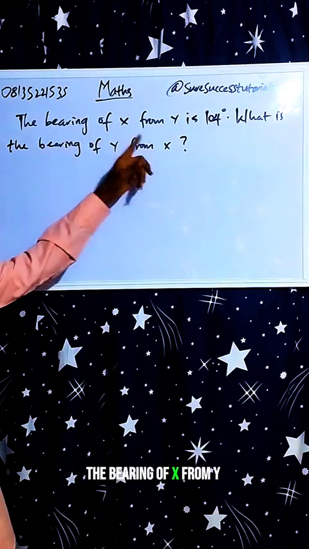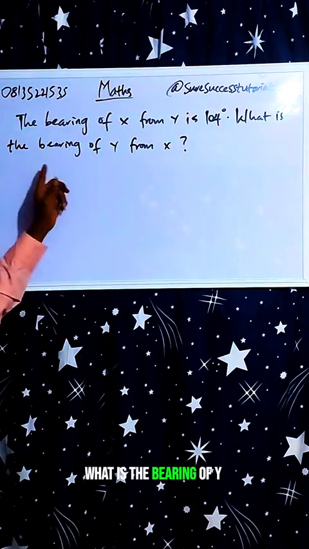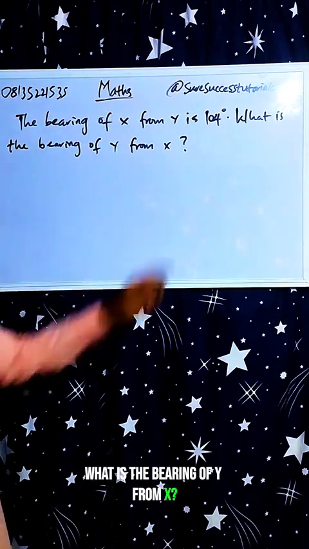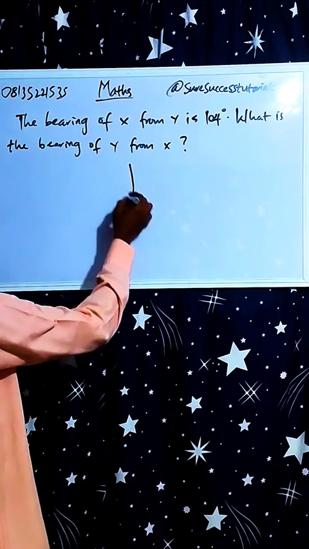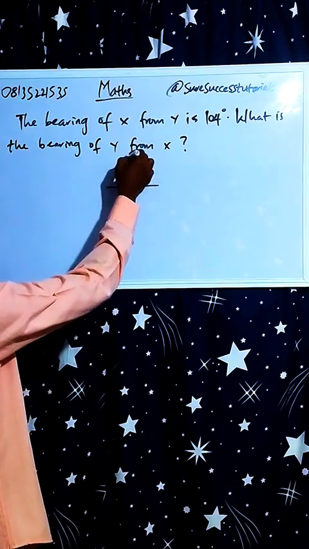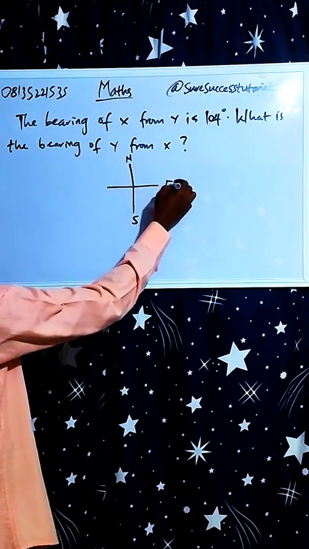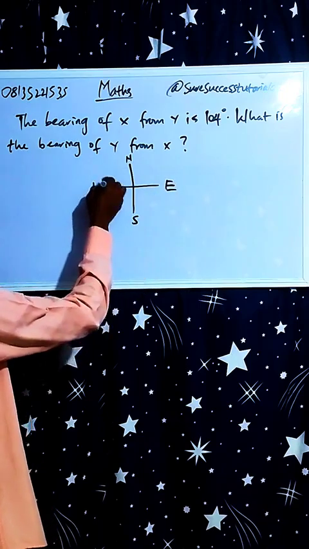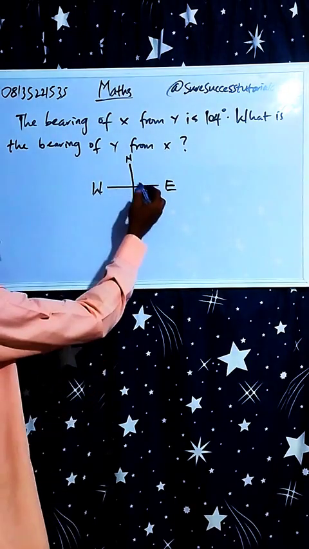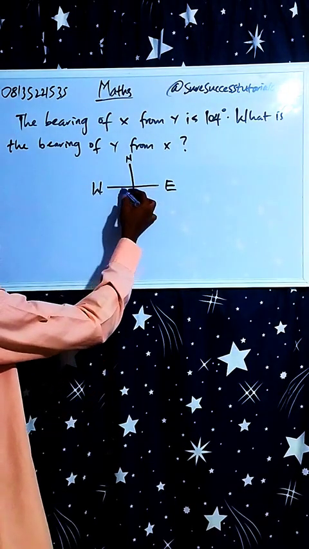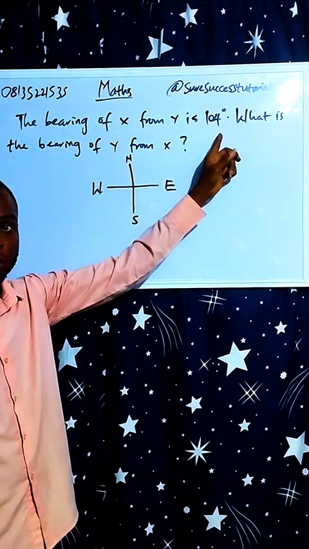The bearing of x from y is 104 degrees. What is the bearing of y from x? Don't forget your four cardinal points. Here's your north, your south, your east, and your west. From here to here is 90, from here to here is 180, 270, and 360. I want to get 104 degrees.